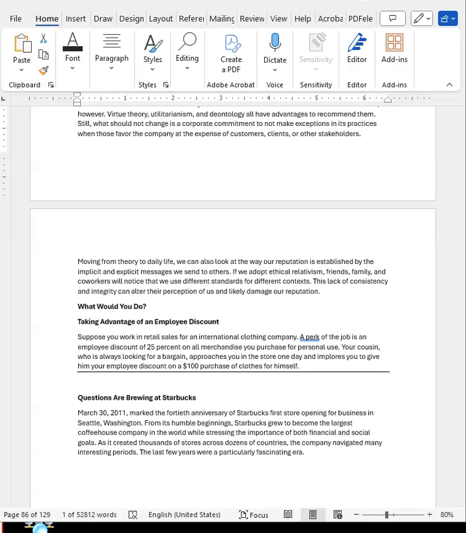Moving from theory to daily life, we can also look at the way our reputation is established by the implicit and explicit messages we send to others. If we adopt ethical relativism, friends, family, and coworkers will notice that we use different standards for different contexts. This lack of consistency and integrity can alter their perception of us and likely damage our reputation.